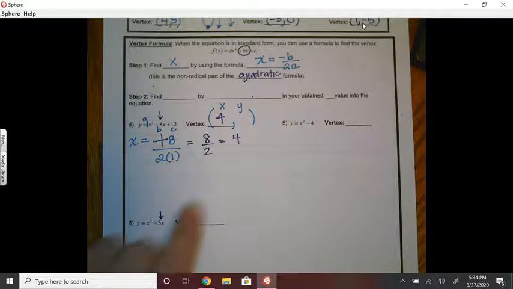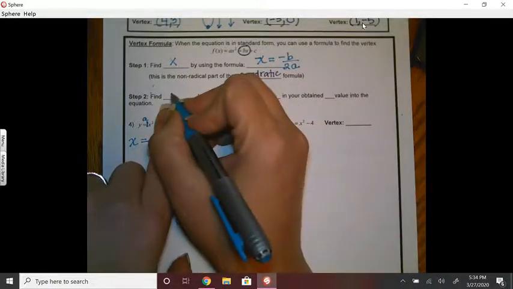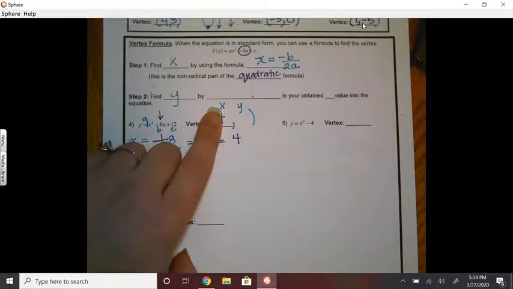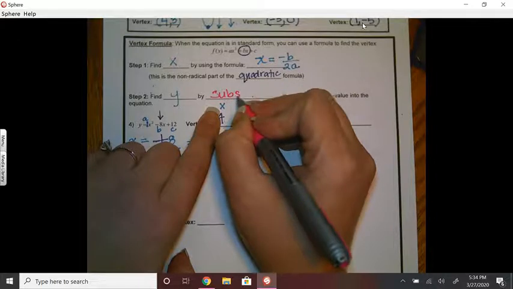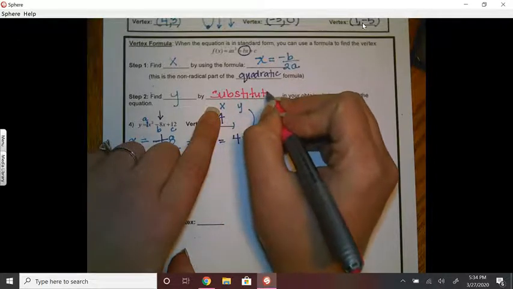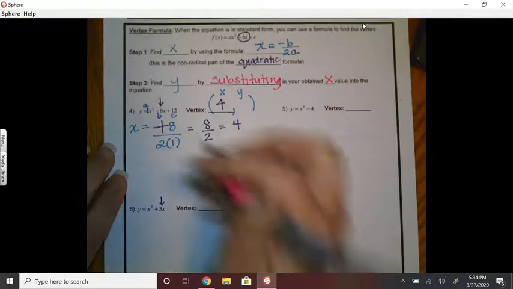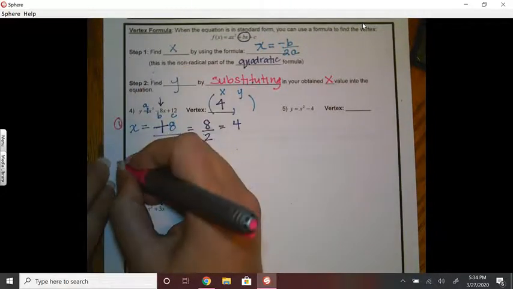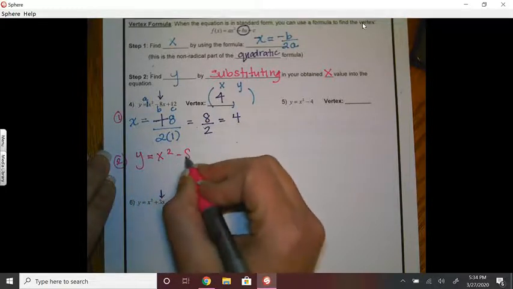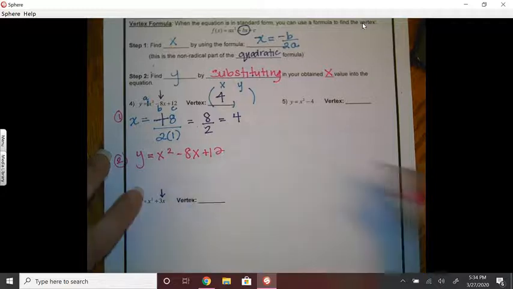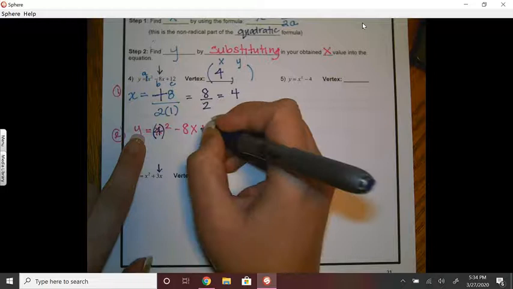Okay, so then after we find x, we have to find y. Once you have x, to find y, we're just going to substitute that value you got for x into the problem. So this was step 1. And then step 2, you're going to take your original equation, and to find y, we're just going to replace the x with the 4.